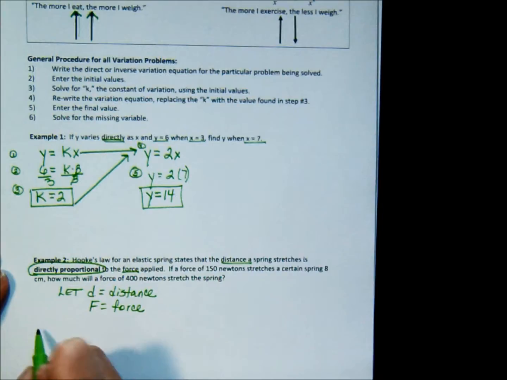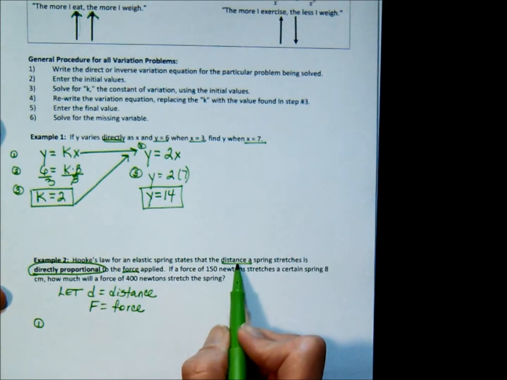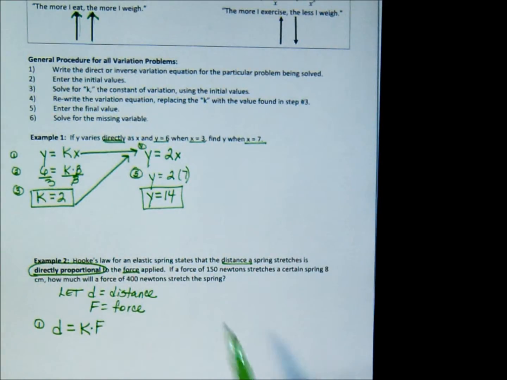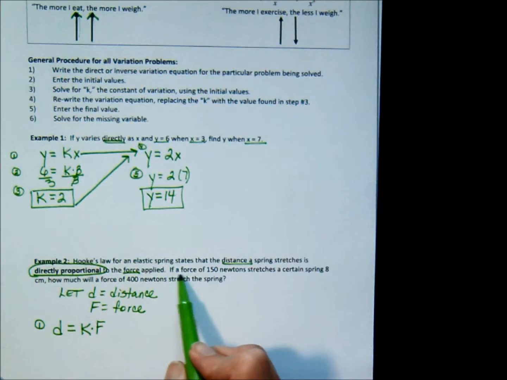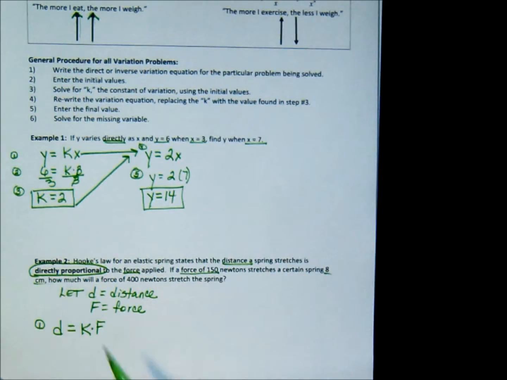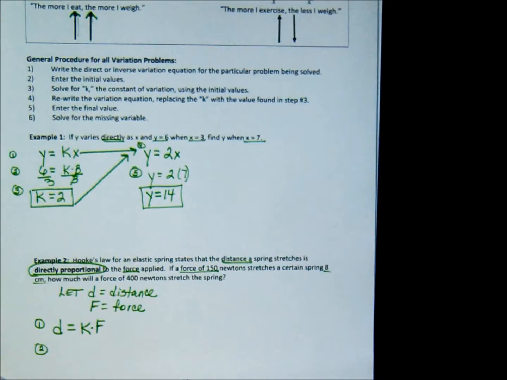So I'd like to write our direct variation equation before we ever even finish reading the problem. So it says the distance is directly proportional. So the distance is k, notice there's always a k, directly proportional to the force. So there is my initial equation. Then it gives me my first values. If a force of 150 newtons stretches a certain spring 8 centimeters, so my second step is to put in my initial values. The d, the distance, is 8. K is k. The force is 150.